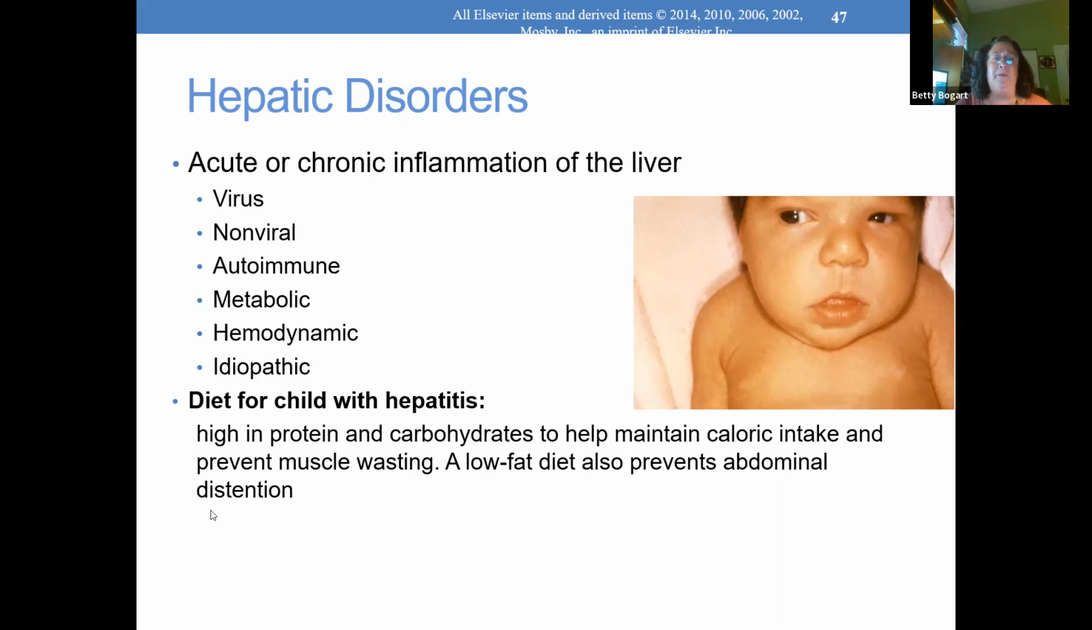So for hepatitis, the diet that we're going to give these children is high in protein and high in carbohydrates. Protein is big for the muscles. When you think protein, think of the muscles and keep them working well. And then, of course, carbohydrates is all that energy they need. And again, no fat, because they can't digest it, and it just causes a lot of gas, abdominal distension and pain.